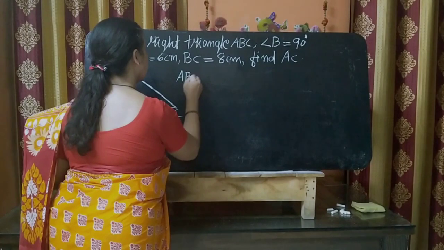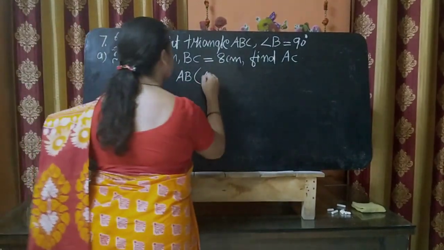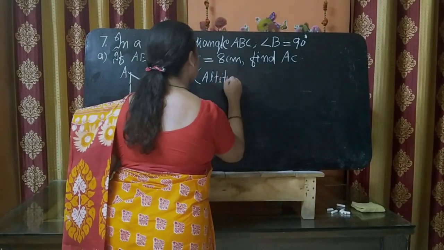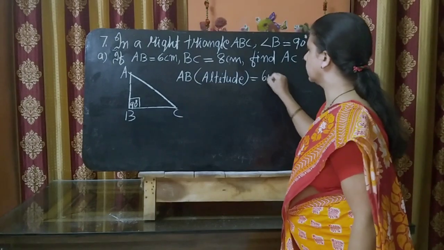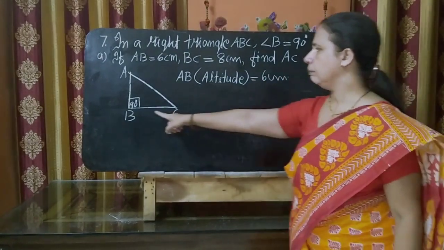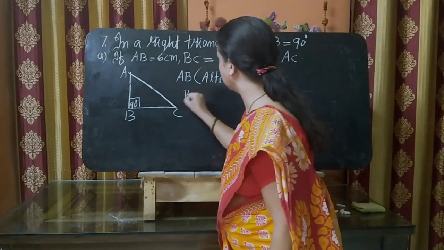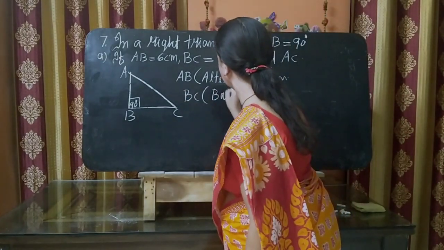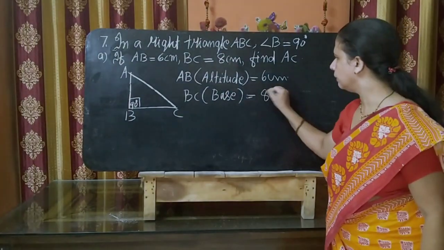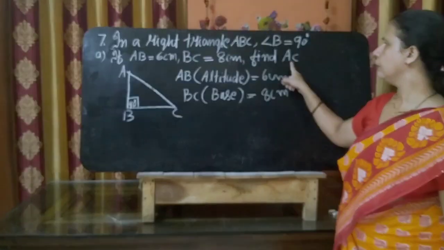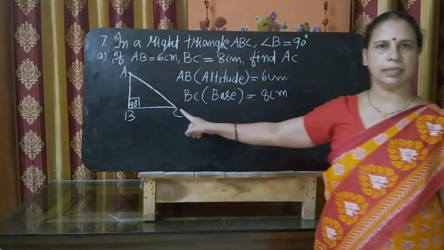Here, which measurements are given? AB. AB means altitude. How many centimeters are given? 6 centimeters. Next BC. BC is base. How many centimeters? 8 centimeters. Next we have to find out AC. Here AC is the hypotenuse.